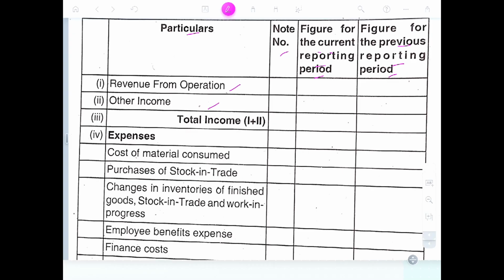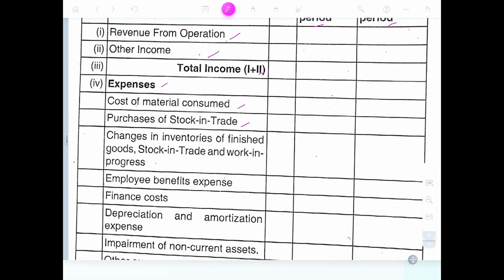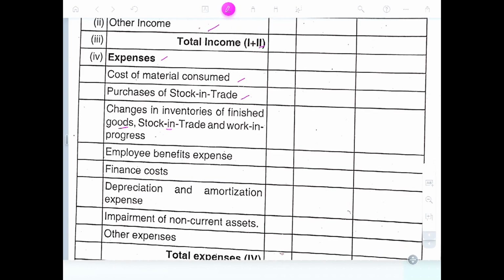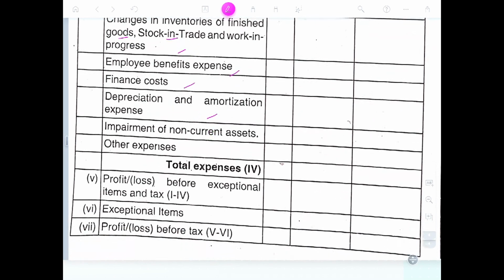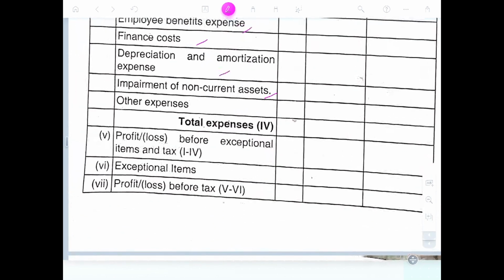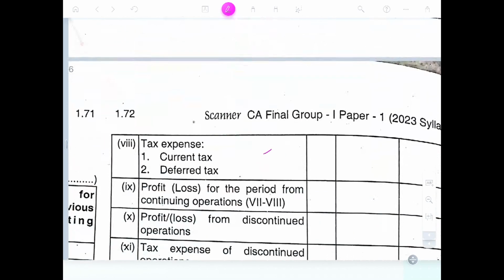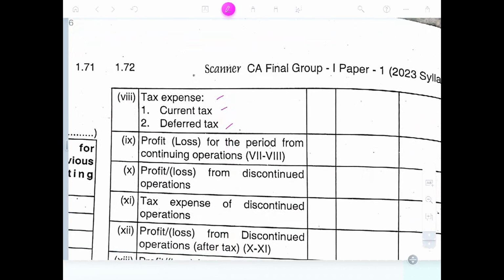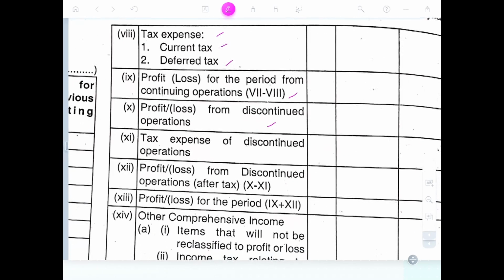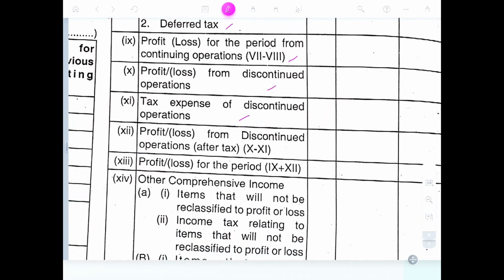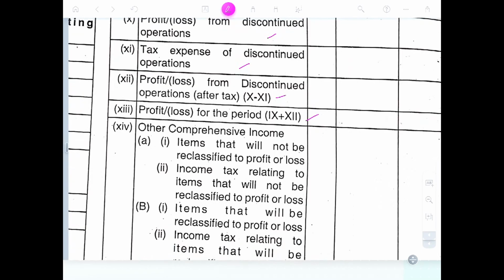Revenue from operations, other income, total income, expenses: cost of materials consumed, purchases of stock in trade, changes in inventories of finished goods, stock in trade, work in progress, employee benefit expenses, finance costs, depreciation and amortization expenses, impairment of non-current assets, other expenses, total expenses, profit and loss before exceptional items and tax, taxes, current tax, deferred tax, profit and loss from continuing operations, profit and loss from discontinued operations, total expenses of discontinued operations, profit and loss from discontinued operations after tax, profit and loss for the period.